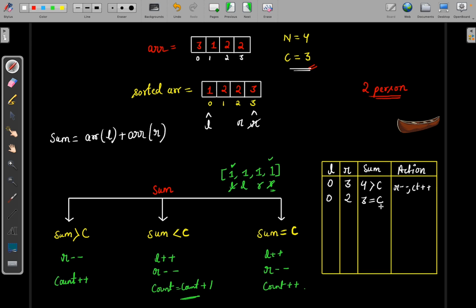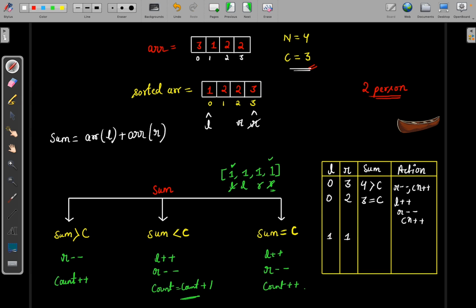Now the weight is equal to 3, that is equal to the capacity. So what will I do? Again we will do L plus plus, R minus minus, and we will update the count, because one boat is filled. Okay, I will call this count variable cn, so cn plus plus makes more sense. Now by doing L plus plus, L is at 1, R is also at 1.